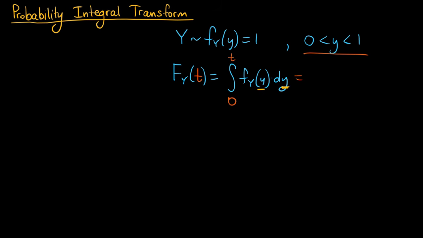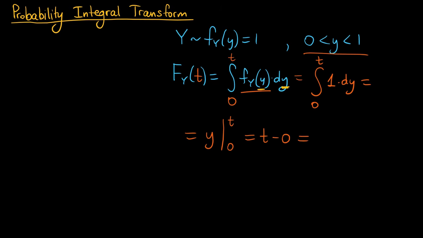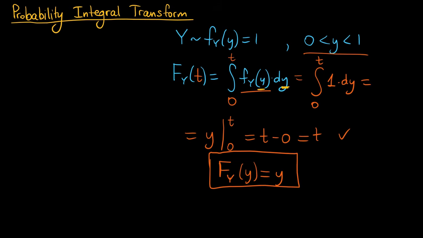And then we are ready to evaluate this. So the integral from 0 to t of the PDF, which is just 1 dy, is equal to y evaluated at 0 and t, and that is just t minus 0, and that's just t. So if y has the continuous uniform distribution, then its CDF is just y. And if we encounter such a CDF, a CDF of random variable y equaling y, we know that it is the CDF of a standard uniform random variable.